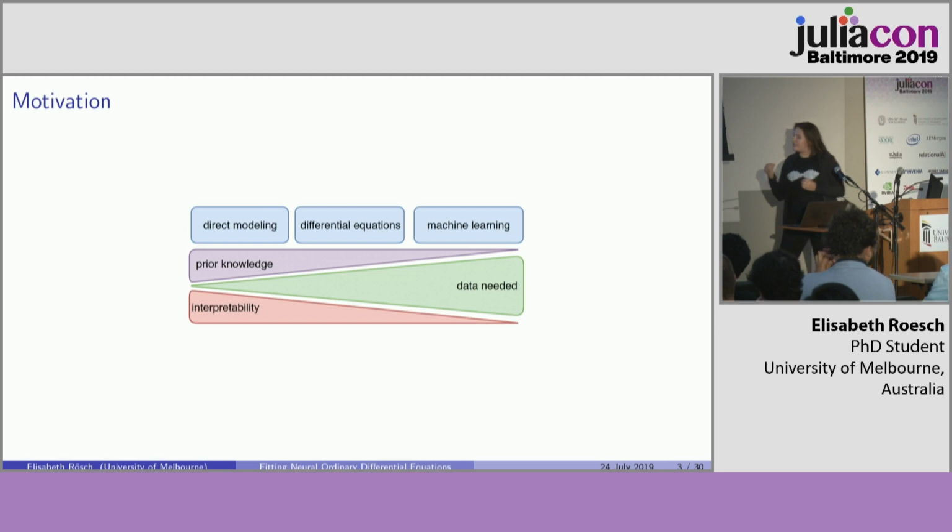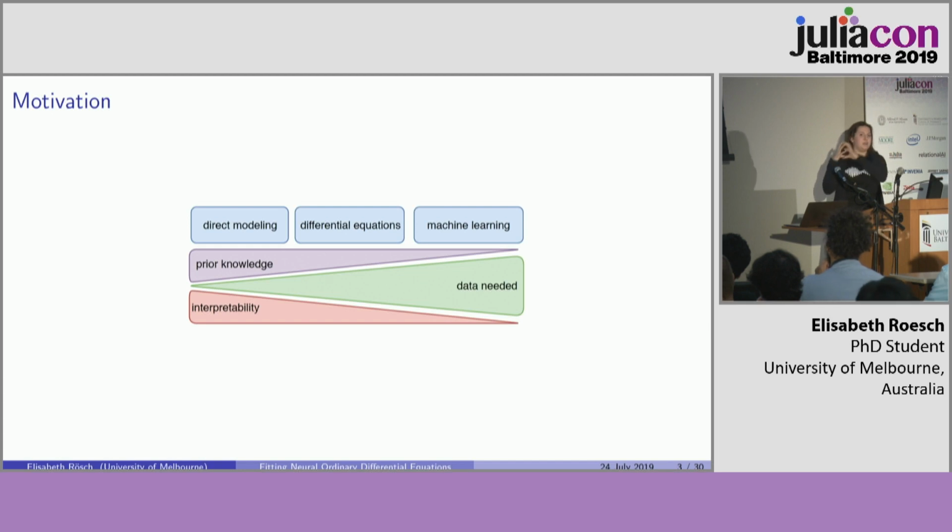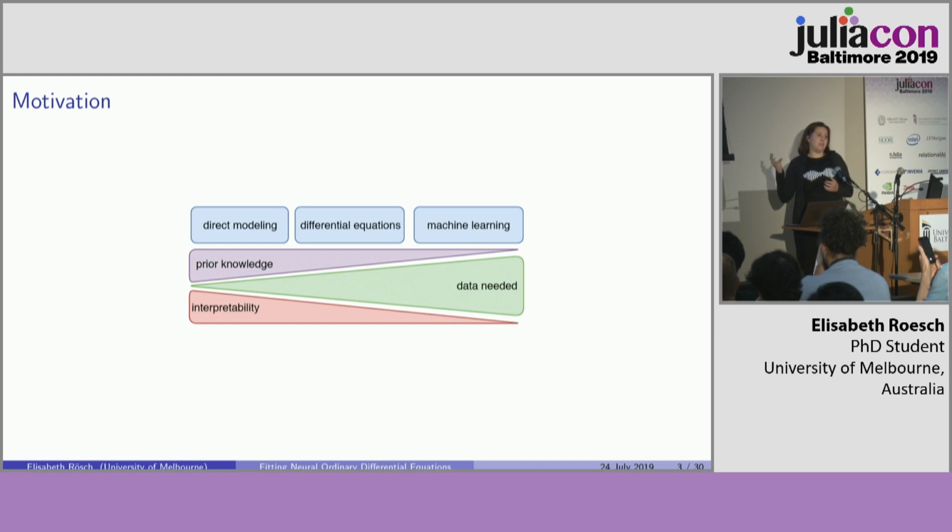Neural ODEs are somewhere in the middle of those two, because when you define your neural net not as the output of the system, but as the gradient, you still learn something about the structure of the system, and that gives us the possibility to still have more interpretability. So that's where neural ODEs come into use.